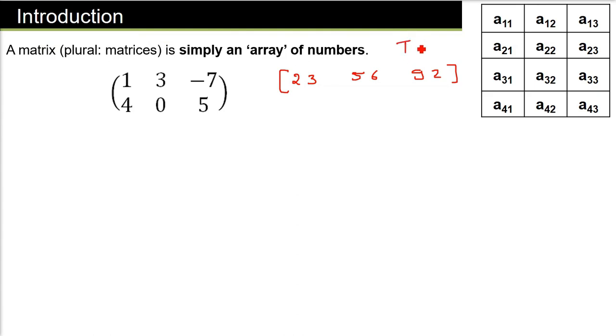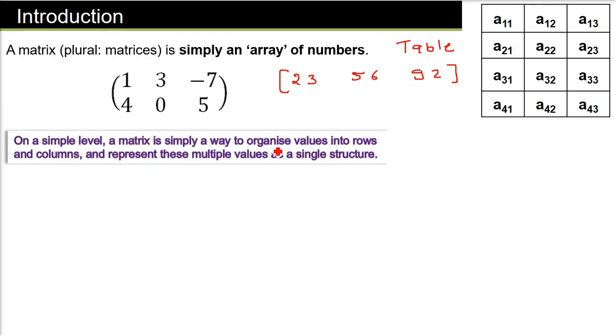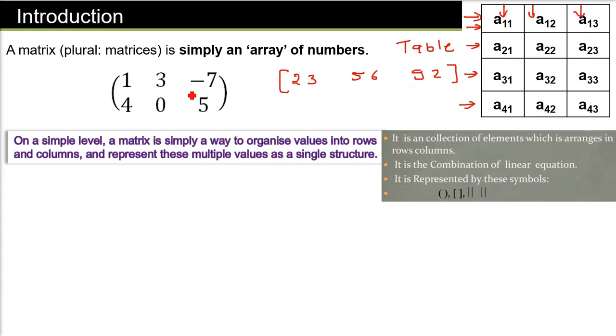Or you can just say the matrix is nothing but a table. A table has rows and columns. So a matrix is simply a way to organize values into rows and columns. These are the rows, 1, 2, 3, 4, the horizontal ones, and the vertical ones are called the columns. So a matrix is simply a way to organize values into rows and columns and represent these multiple values as a single structure.